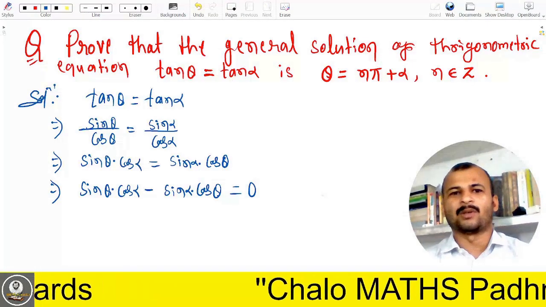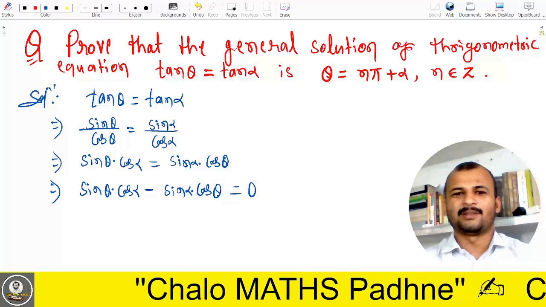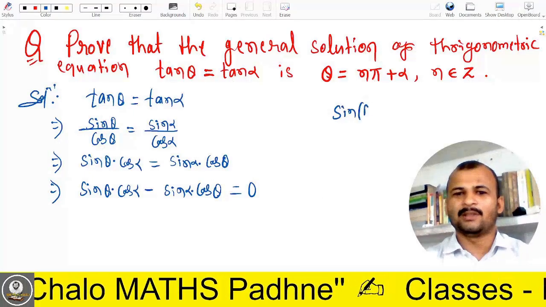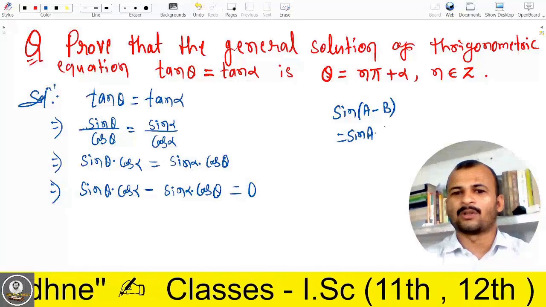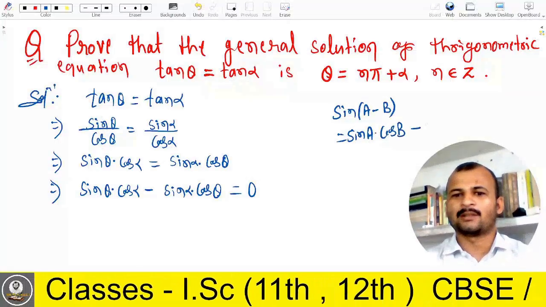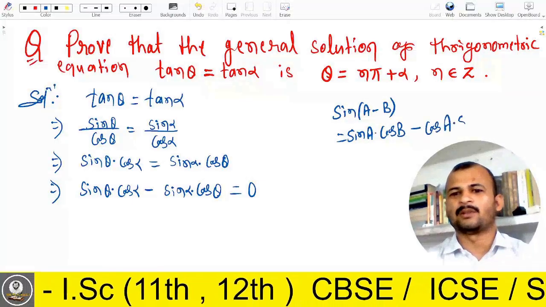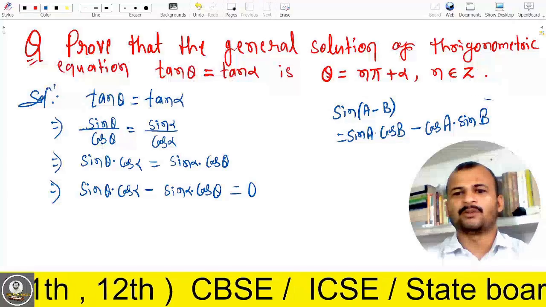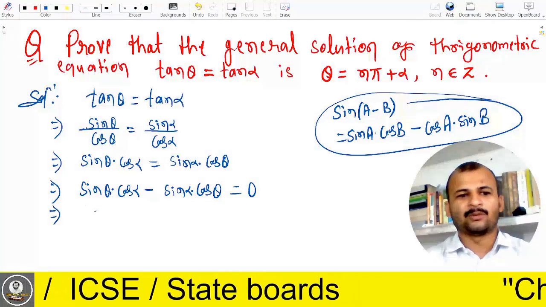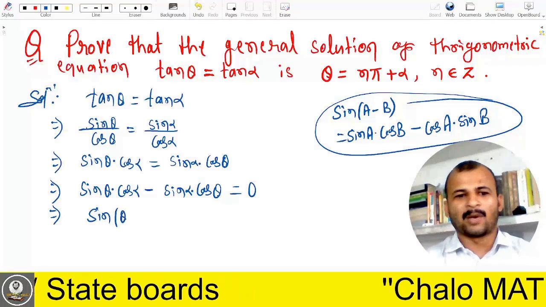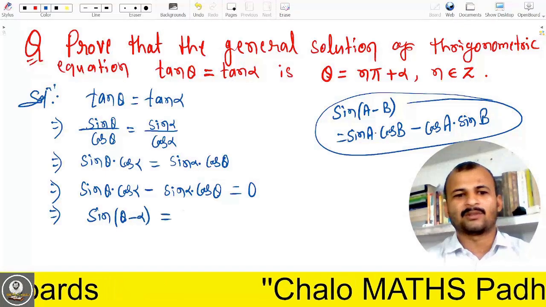Okay. We know a formula: sin A minus B equals sin A into cos B minus cos A into sin B. Right. By using this formula, we can convert it into sin theta minus alpha, and this is equal to 0.